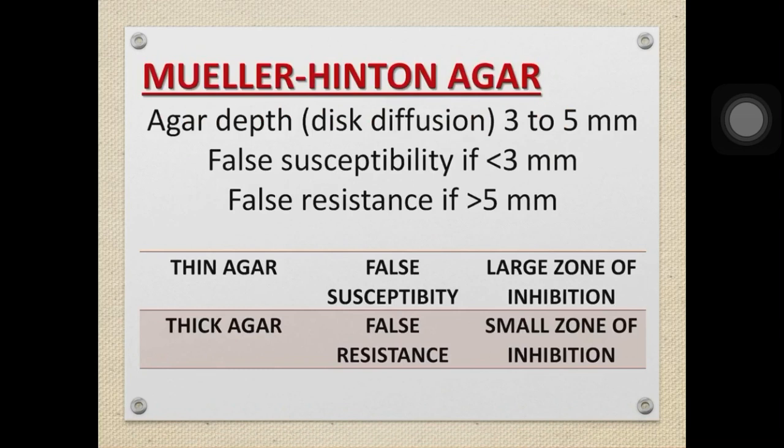Mueller-Hinton agar used for sensitivity testing, agar depth of 3 to 5 mm and average of 4 mm. Hindi po pwedeng mas manipis sa 3 mm or mas makapal sa 5 mm. Kapag mas manipis po sa 3 mm, magdi-diffuse talaga po yung antibiotic. Yung organism, falsely sensitive, larger zone of inhibition. Kapag thicker than 5 mm, hindi naman po magdi-diffuse. So yung organism falsely resistant, smaller zone of inhibition.